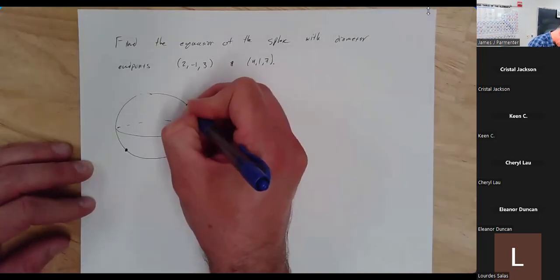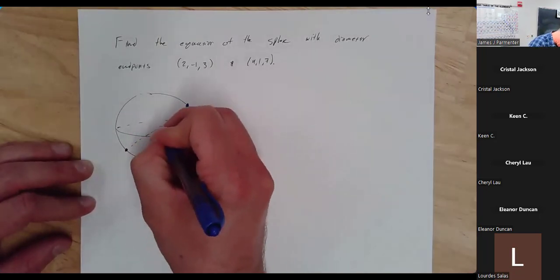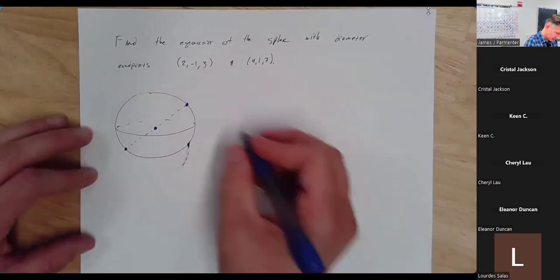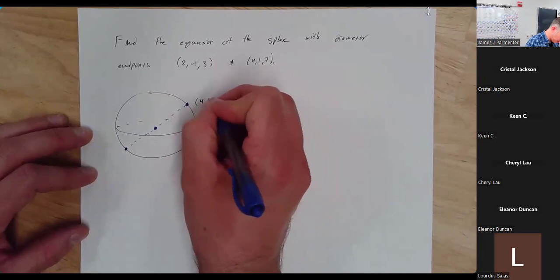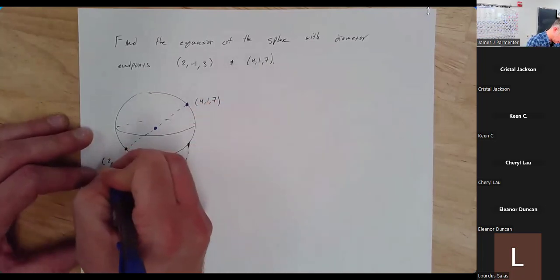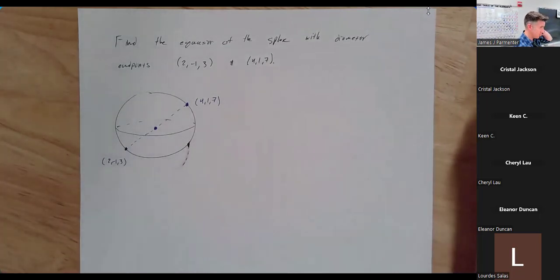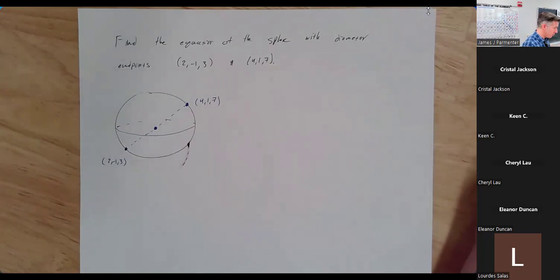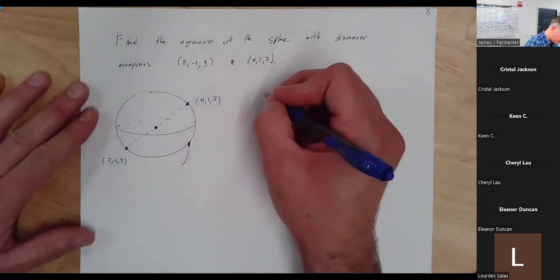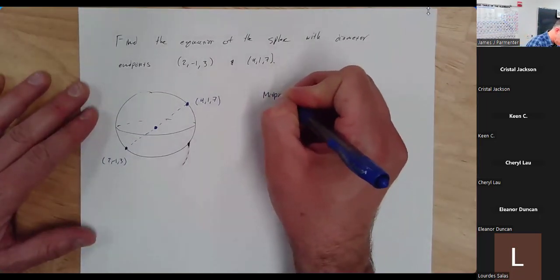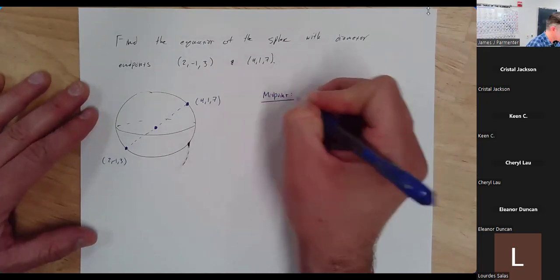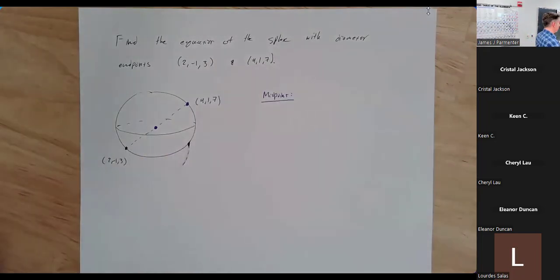So these are my diameter endpoints. This diameter goes right through the center of the sphere. Let's say that's the point (4, 1, 7), and that's the point (2, -1, 3). So to find the center, I need to find the midpoint of those two endpoints. Midpoint is really nice because you're just finding the average of the two points.